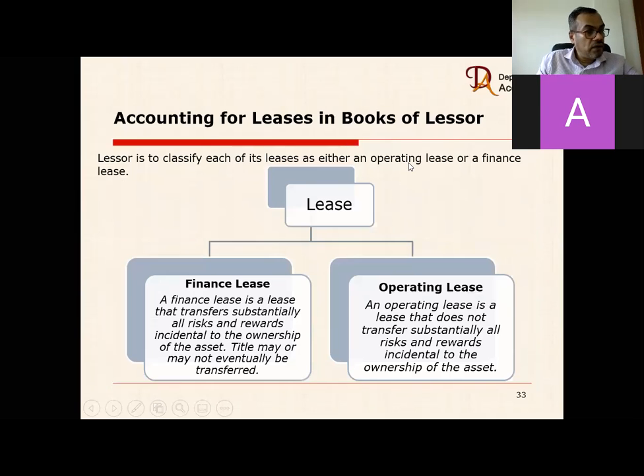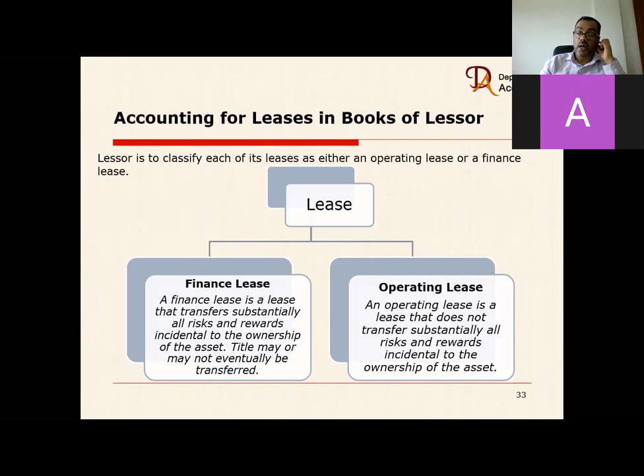Now we will quickly move on to accounting for leases in the books of the lessor, the one who sells the asset. Before starting, I will simply summarize the accounting arrangement for leases.